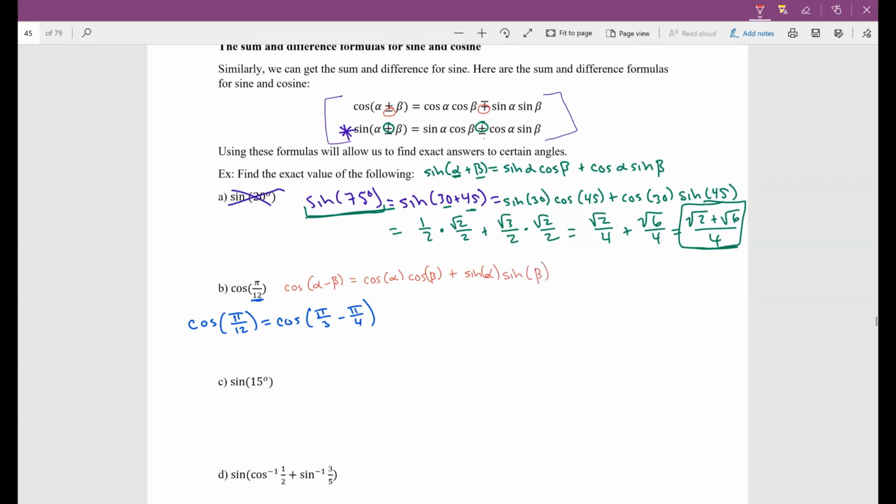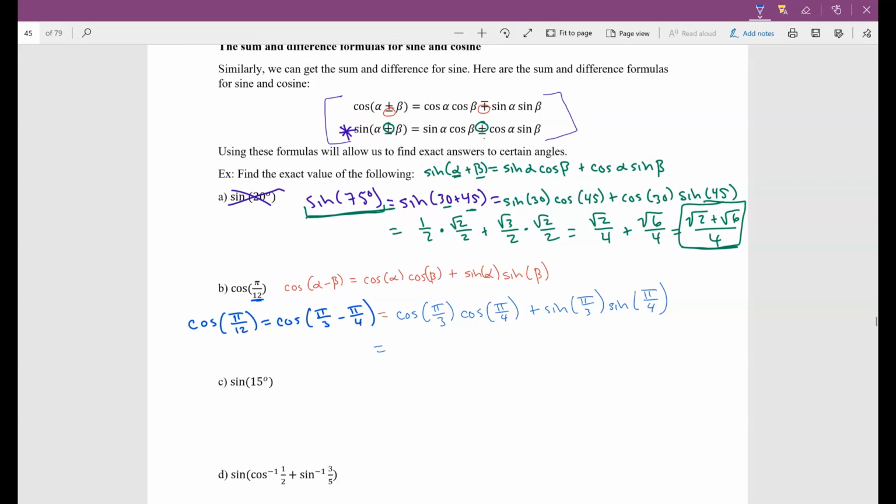Okay, now let's go ahead and do this. This is just going to be the cosine of pi over 3 times the cosine of pi over 4 plus the sine of pi over 3 sine of pi over 4. All we have to do now is figure out what all of these are. We know how to do that because we can just use our unit circle.